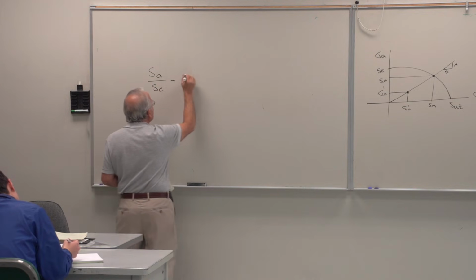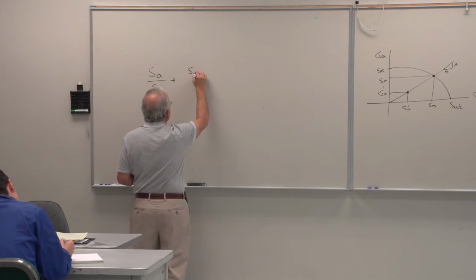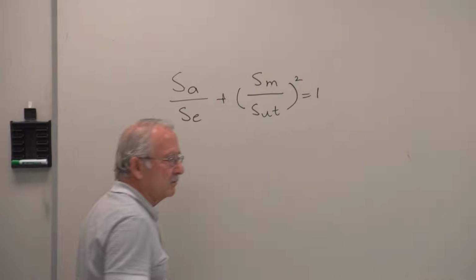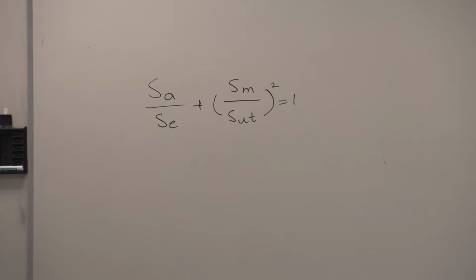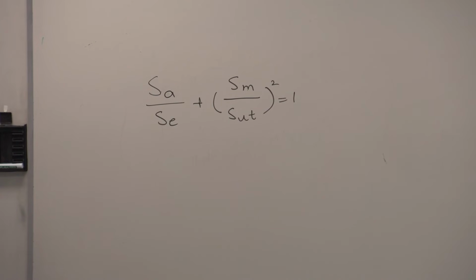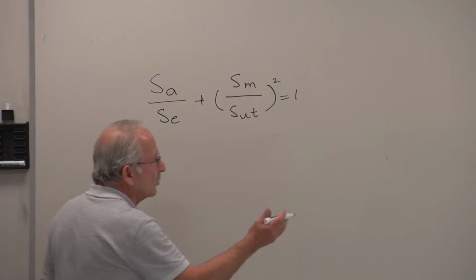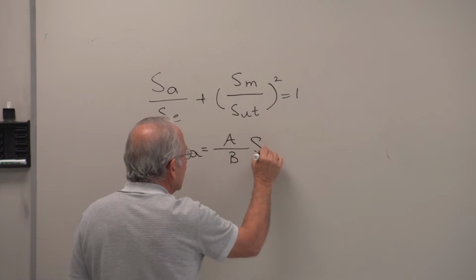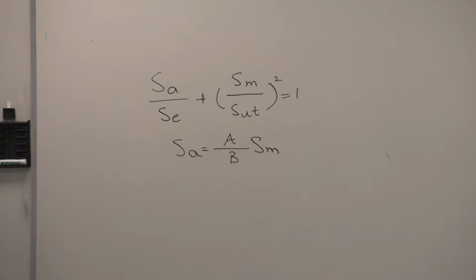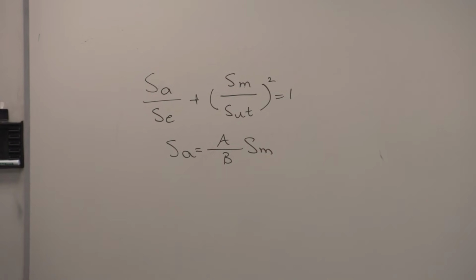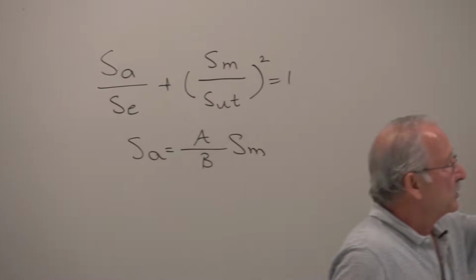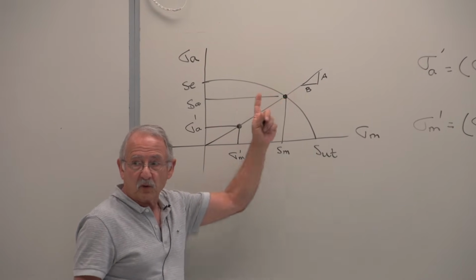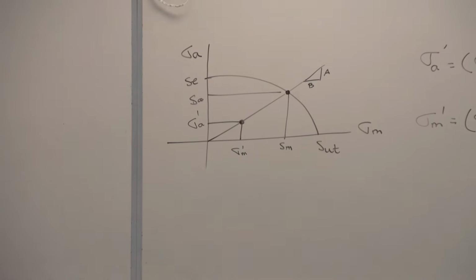SA over SE plus SM over SUT squared equals 1. That's the equation of the Gerber line. The equation of the load line, of course, is SA equals A over B SM. You solve those two equations, and both of these, of course, are written for this point. That point must satisfy the equations of both lines, both the Gerber line and the load line.